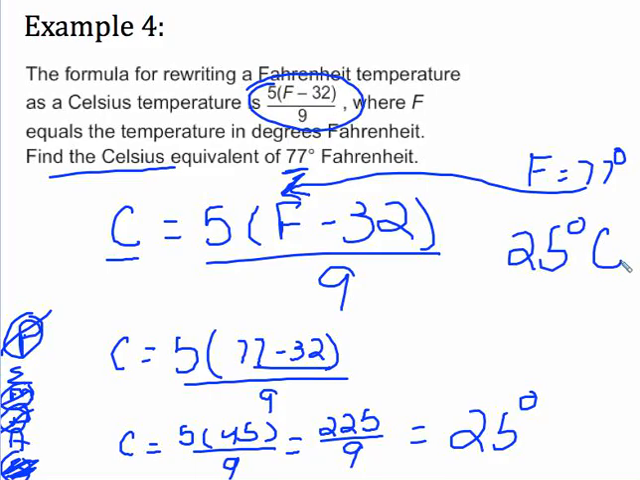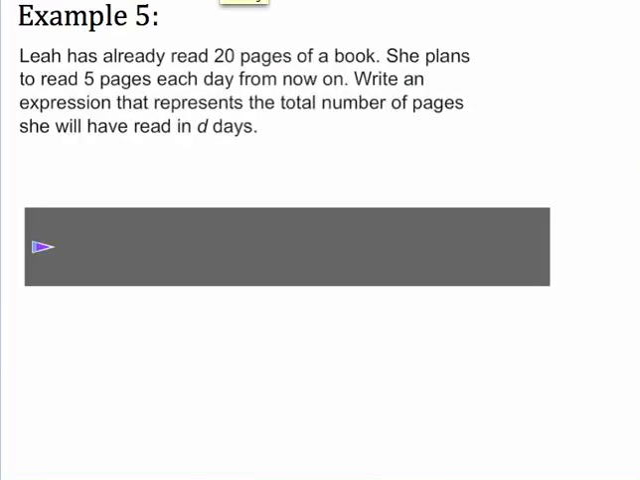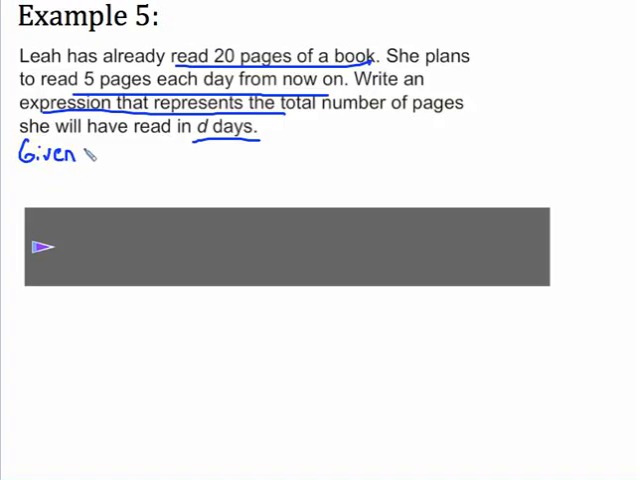All right, let's go to one last example before we get to our problem of the day. Here's a word problem. Leah has already read 20 pages of a book. She plans to read 5 pages each day from now on. Write an expression that represents the total number of pages she will have read in D days. We know a few things in this situation. First, we're trying to write an algebraic expression. But let's think about the information we are given. We are given that she has already read 20 pages.